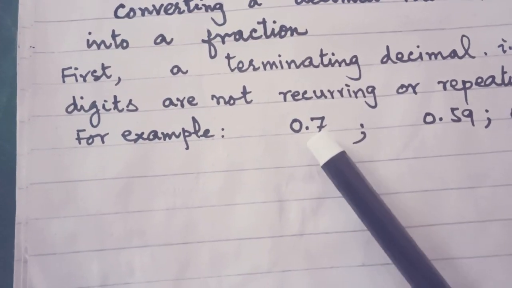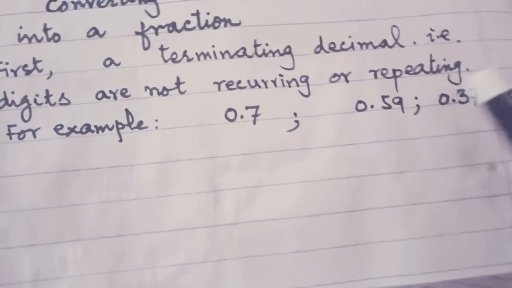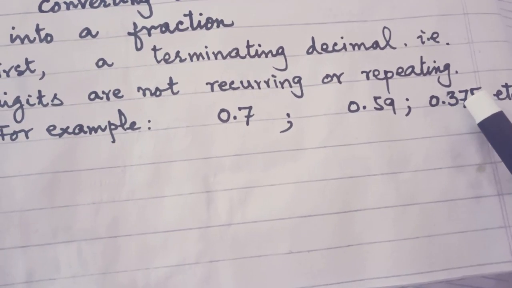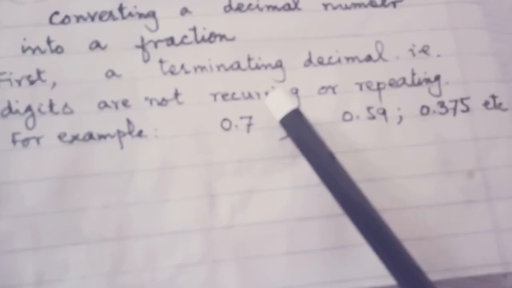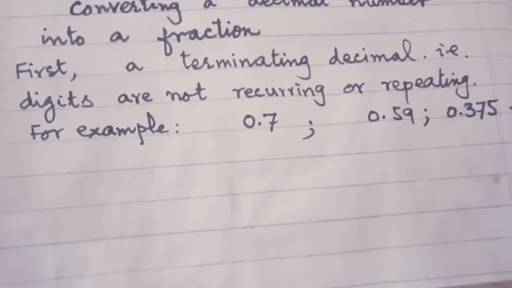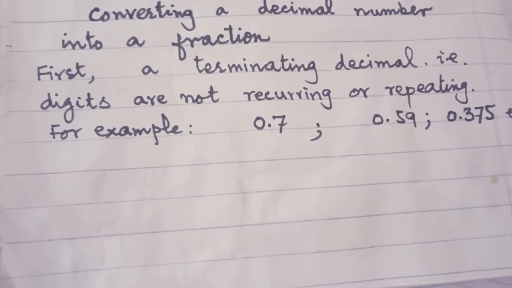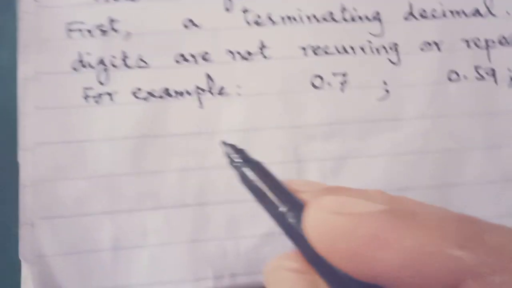Like here it is 0.7. There is no other further digit. Similarly here it's 0.59. This is 0.375. The numbers are not repeating, they are terminating. They end after the first, second, third or fourth digit, whatever it is. So these are very simple to change into fractions.